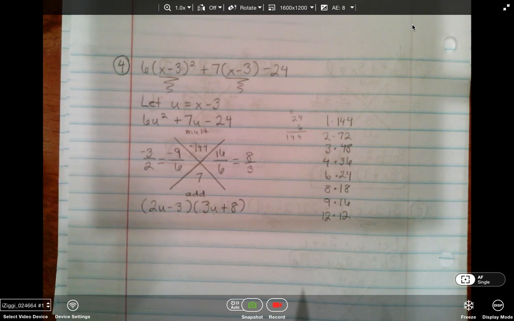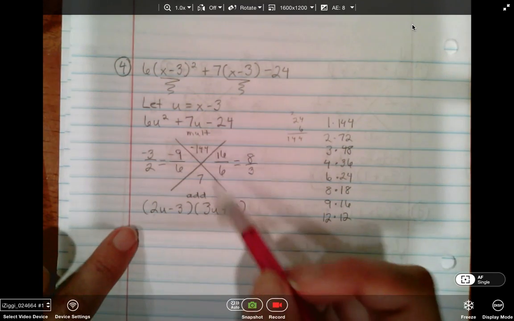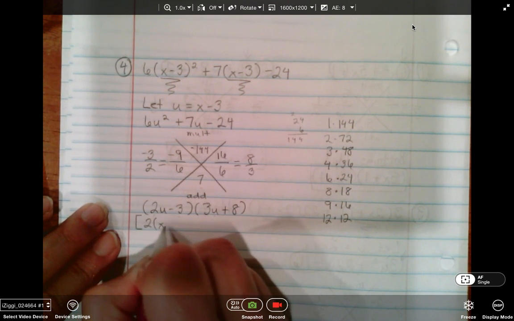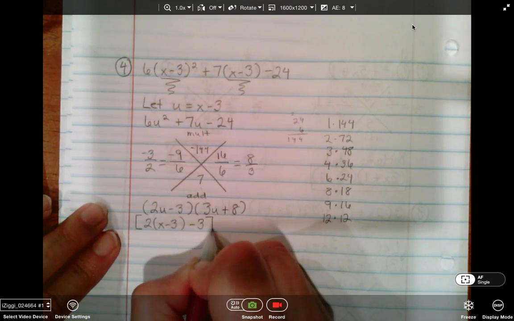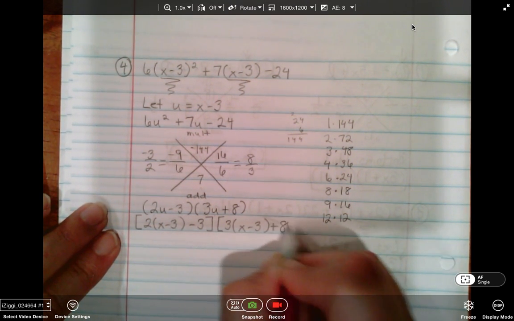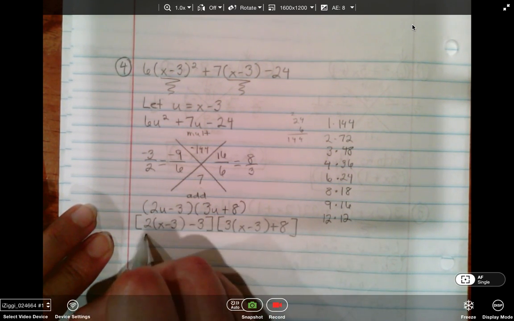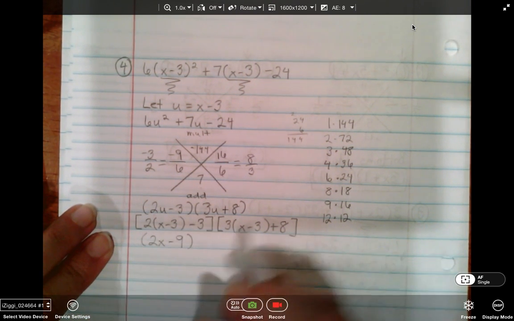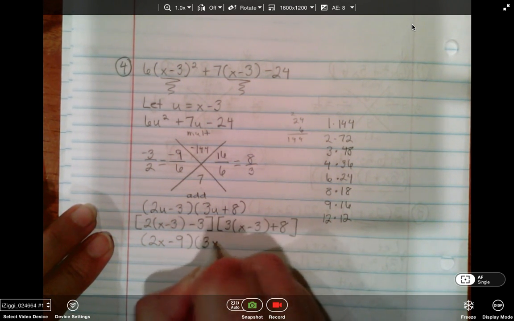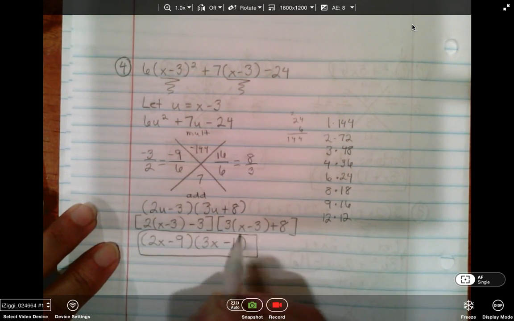Now, but remember, this problem was in terms of x, and we've got u. So now we're going to have to go back and replace u with x minus 3. So this is going to be 2 times x minus 3 minus 3, times 3 times x minus 3 plus 8, which is going to be 2x minus 6 minus 3, or 2x minus 9. 3x minus 9 plus 8 is 3x minus 1. And there's our answer.